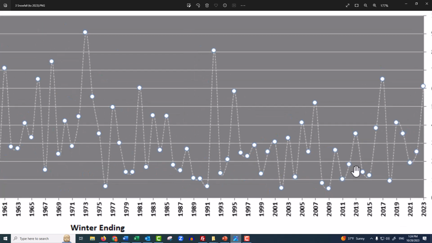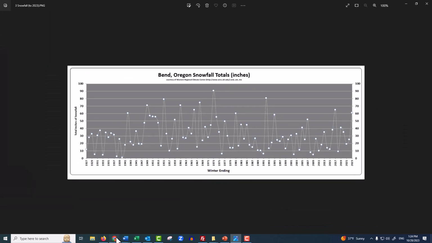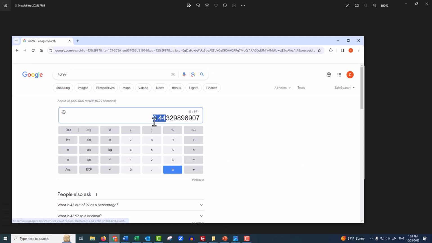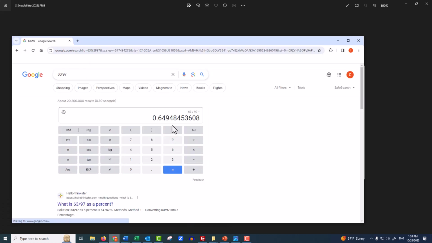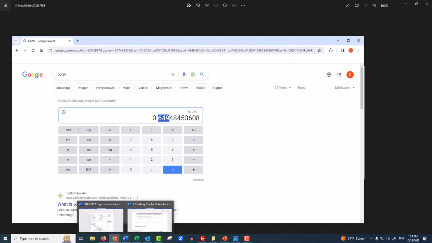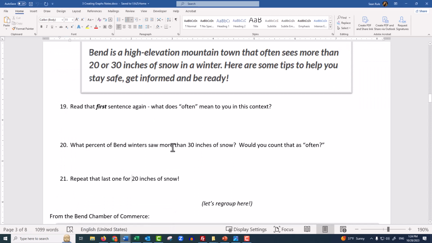So there's 20 more. Oh, this is going to be often now. Because if I add 20 to my 43, that's going to be 63. And that, my dear friends, is about 65% of the time. Yeah, that is definitely often. That's like two-thirds of the time. So in Bend, two-thirds of the time, you see 20 inches or more snow. That is definitely often.